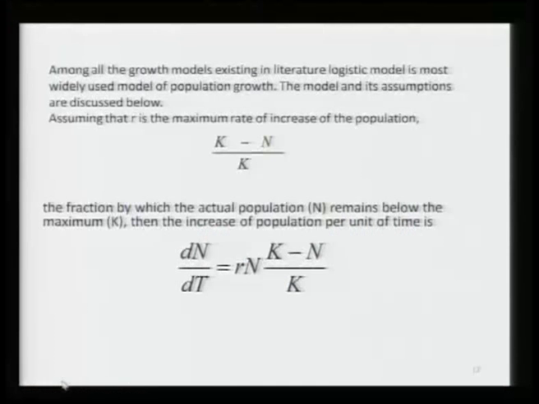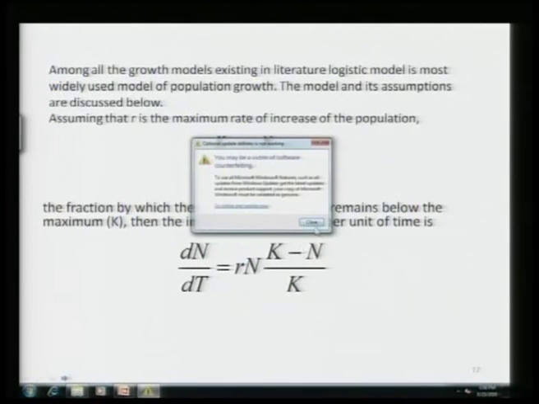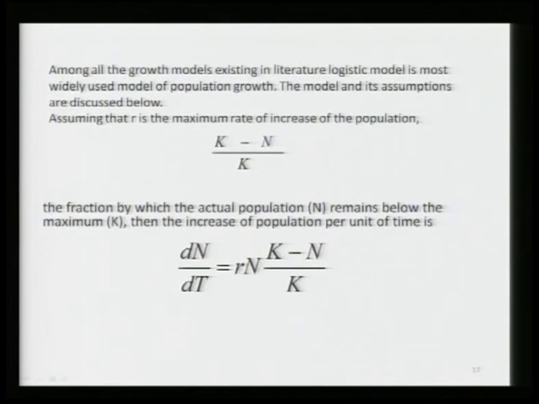And let that be (k minus n) upon k, the fraction by which the actual population n, the population at a given point of time, is below the maximum k. Population can go up to size k, and n is the size at a given point of time. Then the change in population per unit of time, dn by dt, with n for population and t for time, is r into n into (k minus n) upon k. Suppose you can make this assumption.